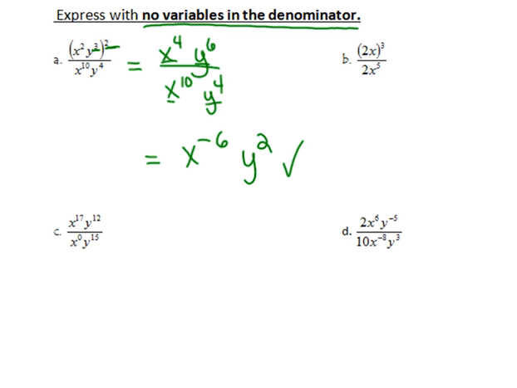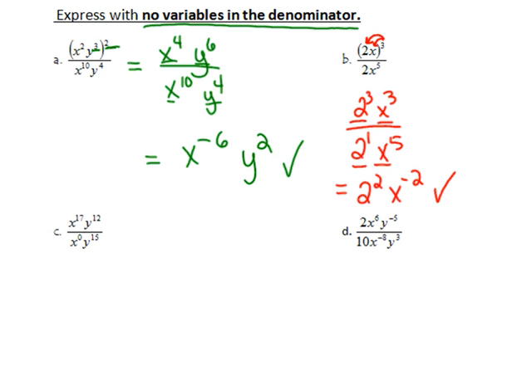I'll do B quickly too, just so you can see. Just remember with these ones to also square that number, that coefficient in front. So we'll have 2 squared x squared cubed, 2 cubed x cubed over 2 to the power of 1, x to the power of 5. We've got the same bases of 2, and we can subtract those exponents because we're dividing, so we'll have 2 squared, and then again we'll subtract our exponents because we've got the same base, so we'll have x to the negative 2. So again, we've got no variables in the denominator, and we're finished.